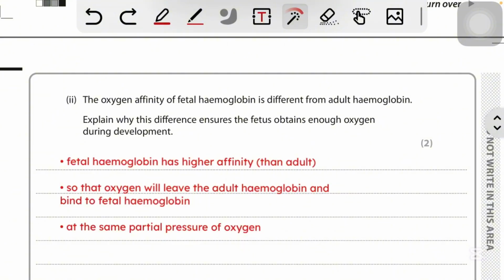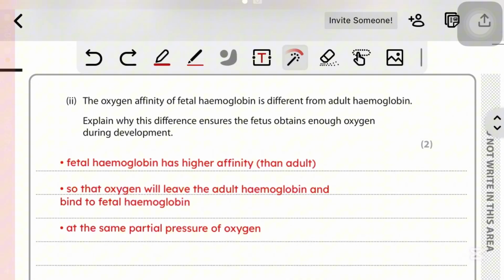If the affinity of the hemoglobin in the baby is not higher, then it cannot attract oxygen to it. The oxygen won't bind to it. So fetal hemoglobin has higher affinity than adult, so that oxygen will leave the adult hemoglobin and bind to fetal hemoglobin at the same partial pressure of oxygen, because there is no difference in partial pressure in that system. So the affinity of the hemoglobin is more in the fetus than in the mother's body. This is the end of question 2.